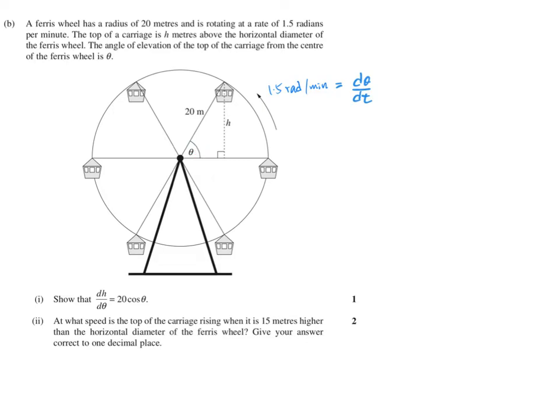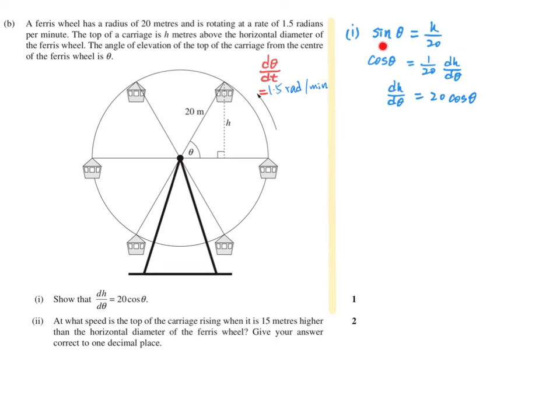That means if somebody is looking from this point to the top of this carriage, the angle should be theta. Question 1 asks you to show dh/d theta equals 20 cosine theta. So first of all, let's take a look at h. H is this one, theta. H and 20 make a sine theta relation. Therefore, sine theta equals h over 20.